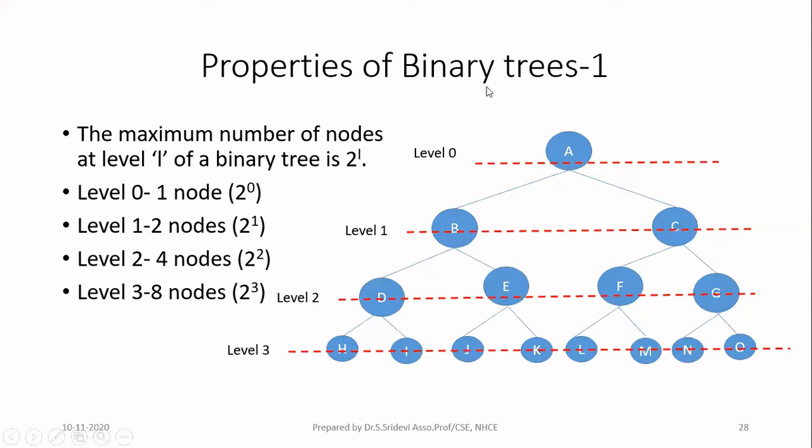Now coming to the properties of binary trees, we are going to see the important properties here. The first property is that the maximum number of nodes at level L of a binary tree is given by the formula 2 power L. Here we are saying only the maximum number, it doesn't mean minimum. Minimum will be 0, and maximum we calculate by this formula. Let us consider the root node, that is level 0. In level 0, we have only the root node, that is only one node. So 2 power 0 is nothing but 1. So at level 0, maximum you can have only one node.